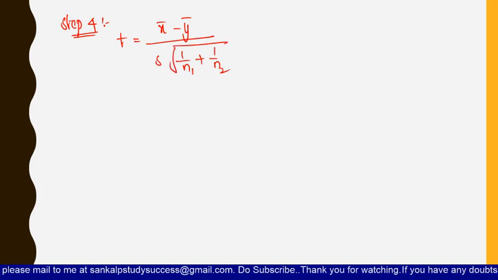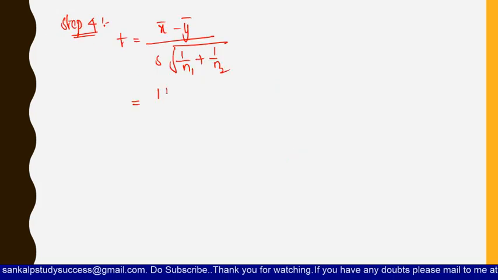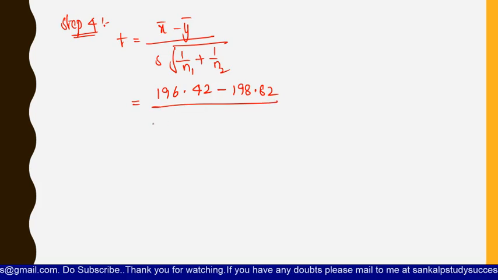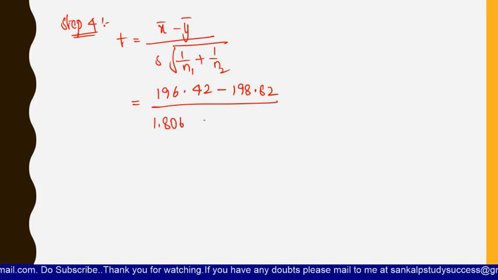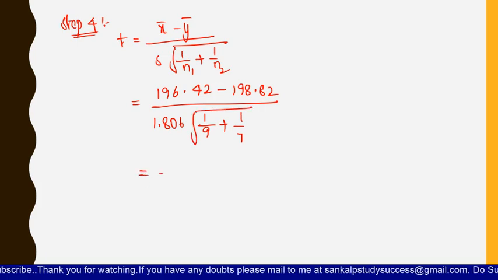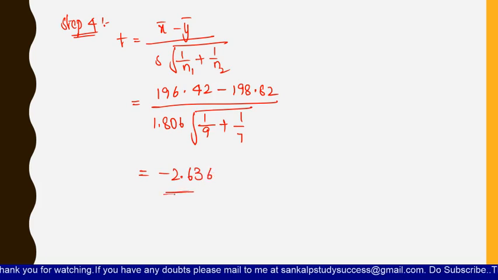We have each and every value, so we substitute all values here: x bar and y bar, and also s, n1 and n2. So t equals 196.42 minus 198.82 divided by 1.806 into square root of 1 by 9 plus 1 by 7. If you simplify this, you will get minus 2.636. This is the value which we got here.